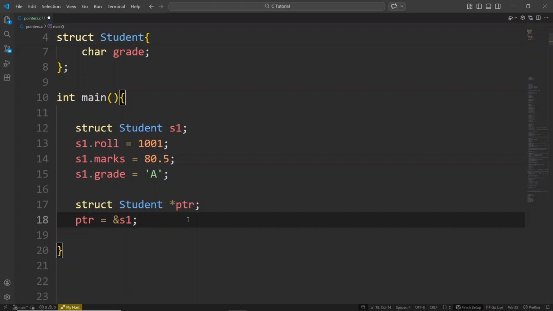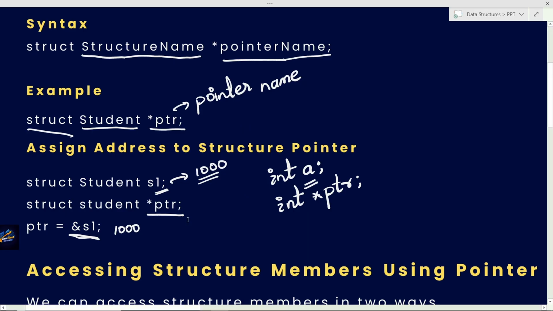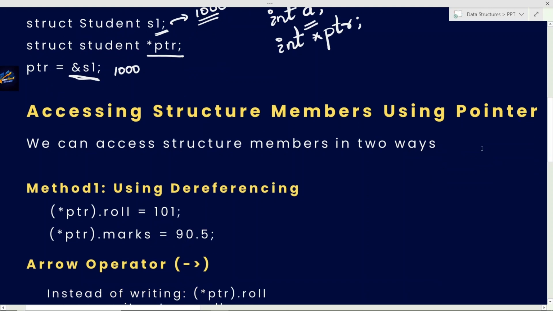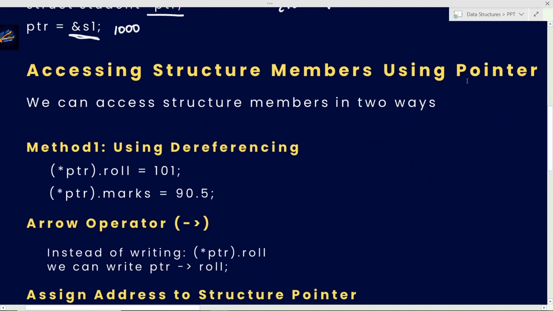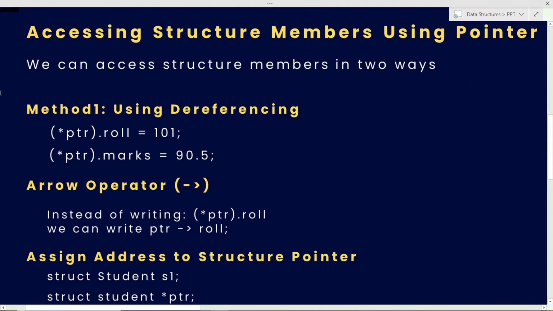We know in pointers that if it contains the address of s1, now I can access each member of the student s1 variable using this pointer address, correct? Now let's see how we are going to access those things. Accessing structure members using a pointer. We can access structure members in two ways. The first method is called dereferencing. How do we do dereferencing? We will write star ptr in brackets, star ptr dot roll equals to 101.